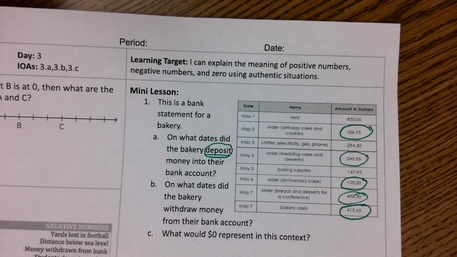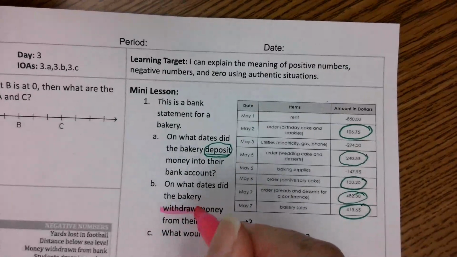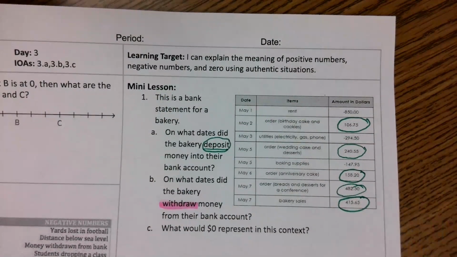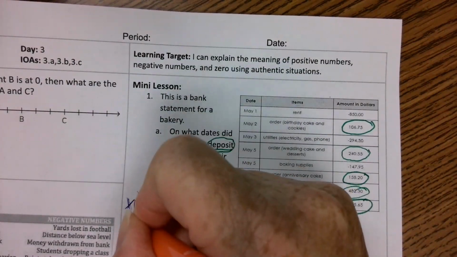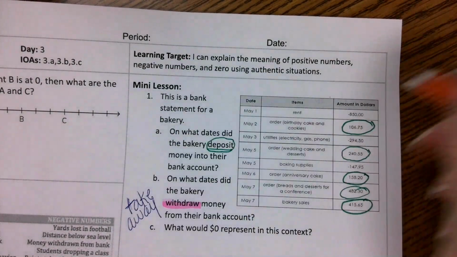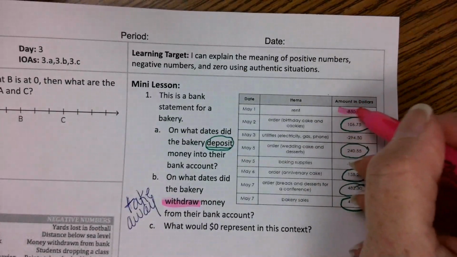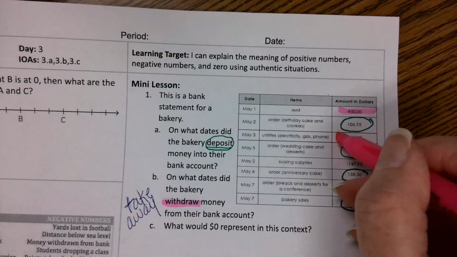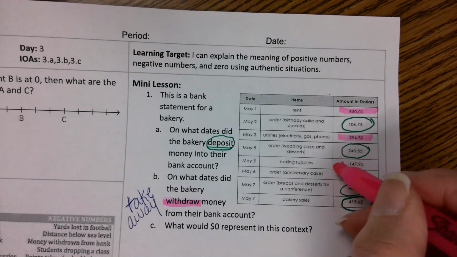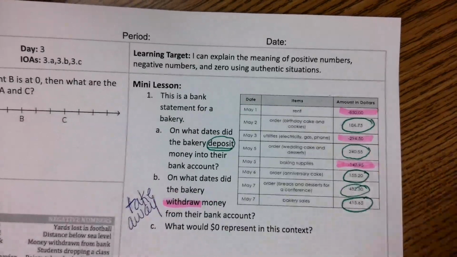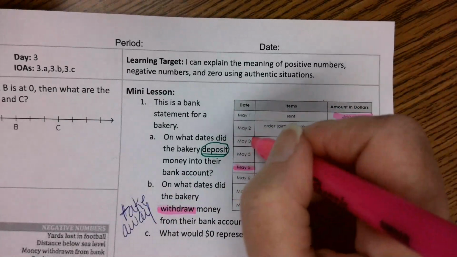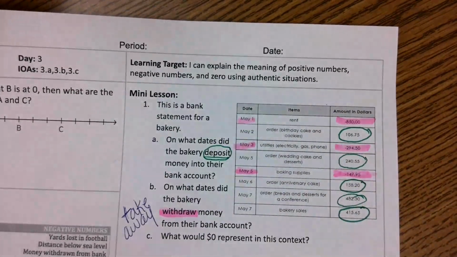Okay, so then the next thing I'm going to look at is, it says, on what dates did the bakery withdraw? So withdraw means take away. And when we take away, we're going to be looking at those negative numbers, right? We had to pay rent. We had to pay utilities. We had to pay for all the supplies, okay? So those are the dates that would be taking away or withdrawn, okay?